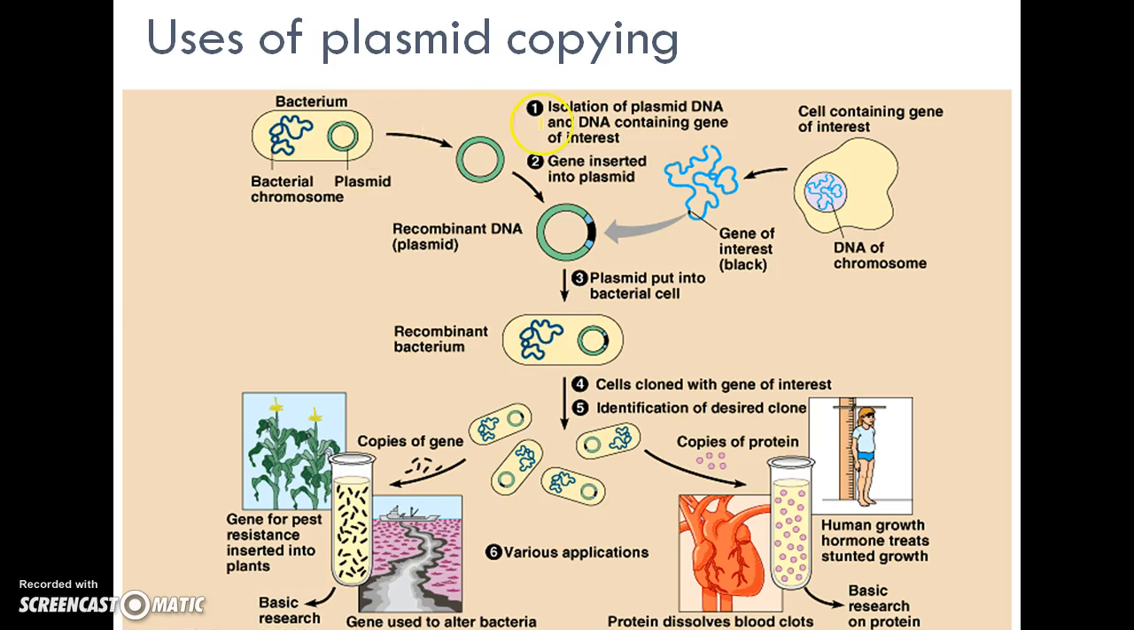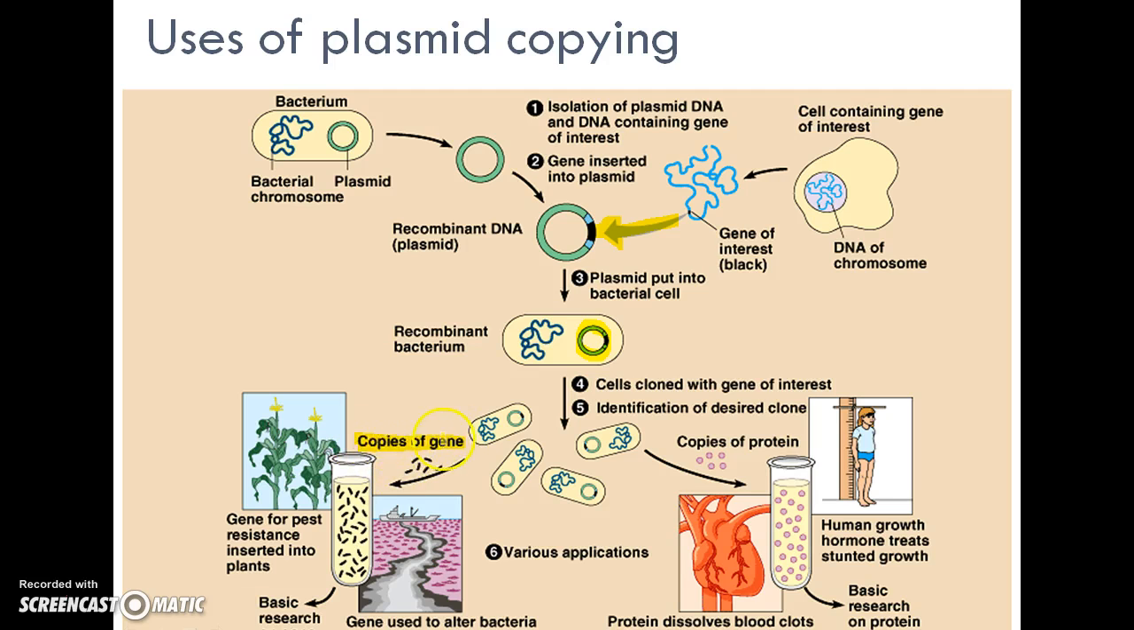So once we've inserted this new gene of interest into our plasmid, we can then have our bacteria undergo transformation, and we now have this plasmid with the new gene inside of our DNA. We can make a bunch of copies of the gene. That's the first thing that can occur.